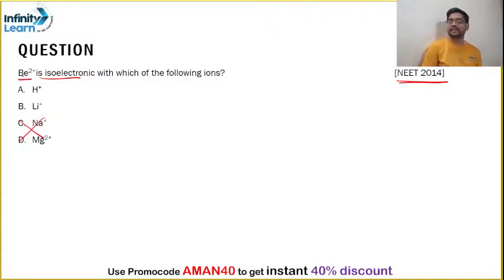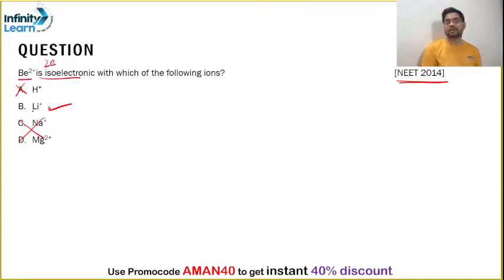Whereas beryllium is second period, so almost there will be a difference of 8 electrons. Talking about B2 plus, H plus cannot be the answer because it does not have any electrons. So the only option that remains is this. B2 plus: atomic number is 4, 2 electrons are gone, so the total number of electrons is 2.